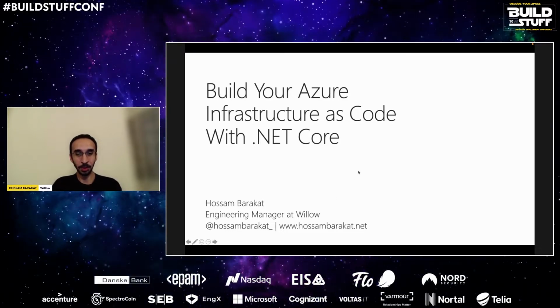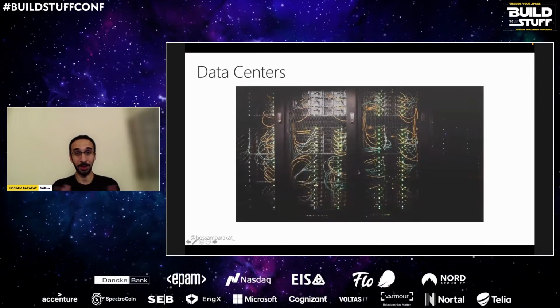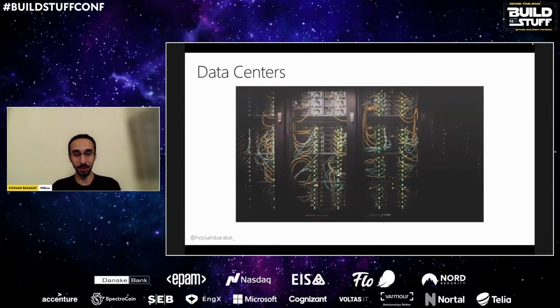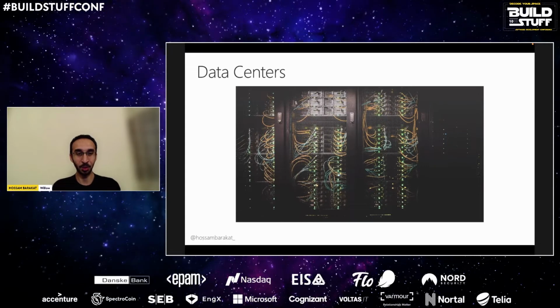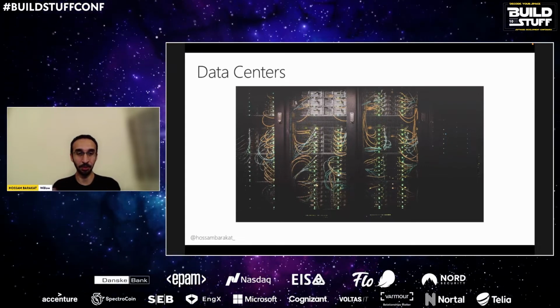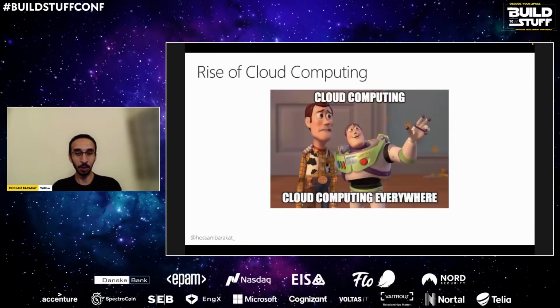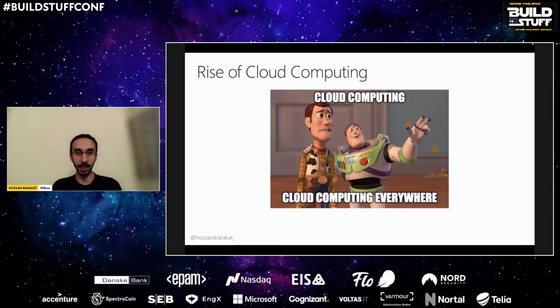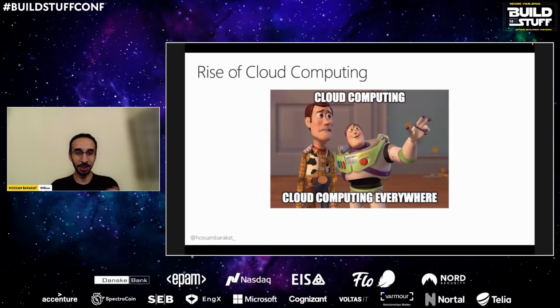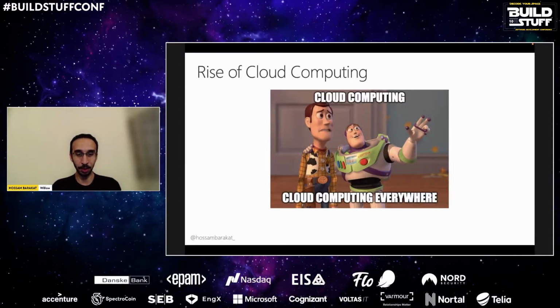Historically, we used to deploy our infrastructure as servers or virtual machines on servers inside data centers of our buildings. Over time, we moved to cloud. So we started moving our applications to cloud platforms such as Azure, GCP, or AWS.